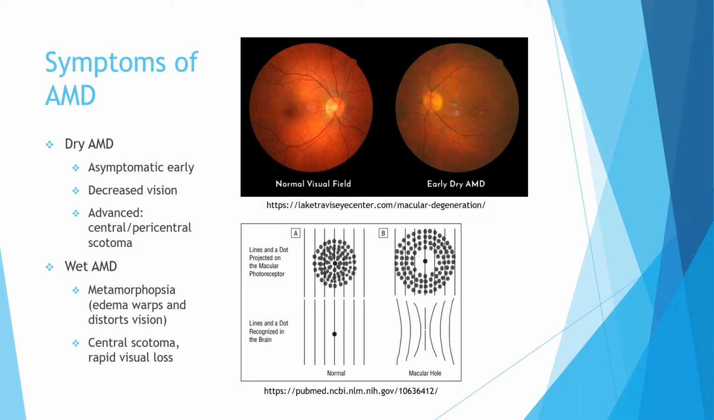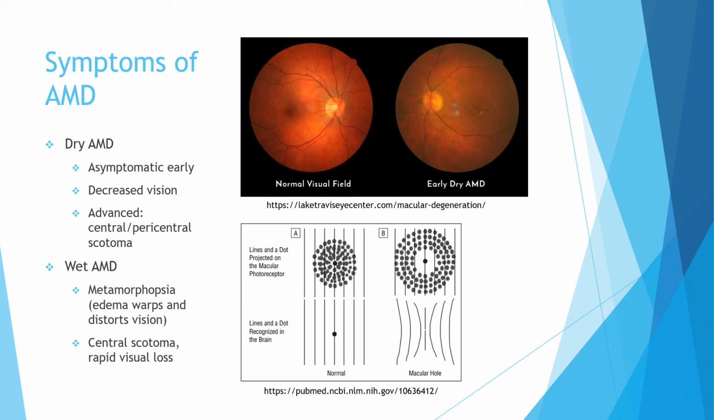In terms of symptoms in dry AMD, the early stages are asymptomatic, and gradually there is decreased vision due to waste products obscuring the path of the light. And advanced stages will present with scotomas in the central or pericentral regions. Remember that AMD is age-related macular degeneration. Macula is responsible for central vision, and scotoma is an area with diminished or entirely degenerated visual acuity.